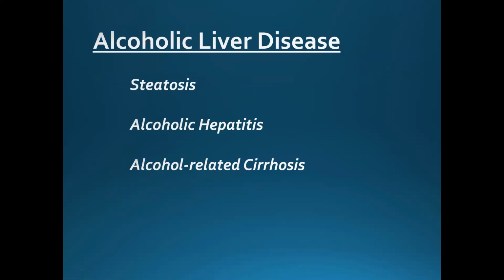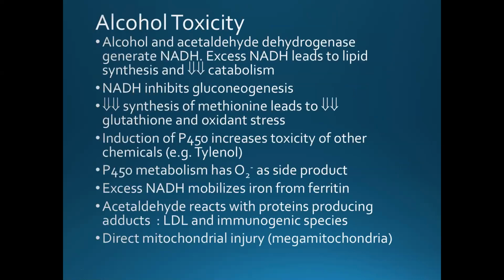Alcoholic liver disease is going to present itself with steatosis, alcoholic hepatitis, or alcohol-related cirrhosis. You will see that those phases are interchangeable. Now, a little bit about the toxicity of alcohol. As you know, alcohol is a direct mitochondrial toxin.